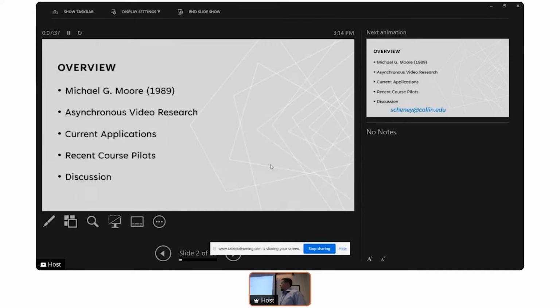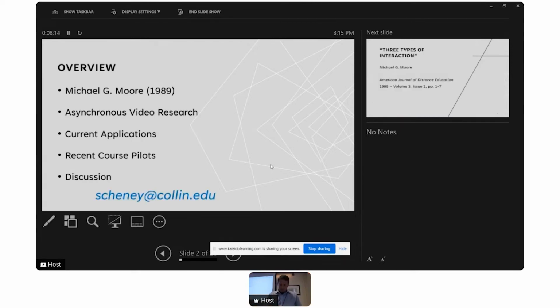This is an overview of where I'm headed. I start with something old, talk about the research on asynchronous video. I'll talk briefly about some of the options that are out there on the web, current applications. And then I'll talk also about my use in the classroom. In my online courses this spring, I used 2 different applications, so we'll talk about those, and then discussion. I'm most eager to hear from you, the questions and comments. So we'll save some time for that at the end.